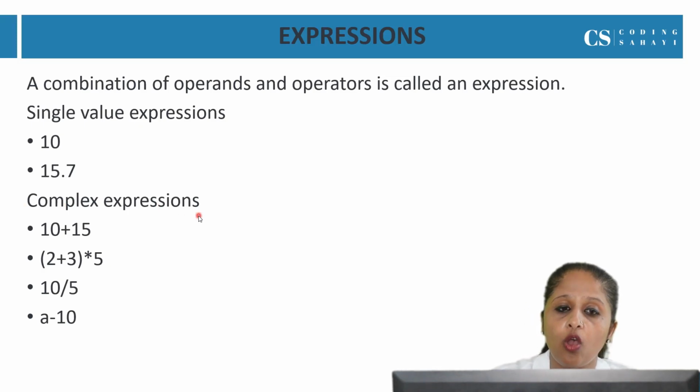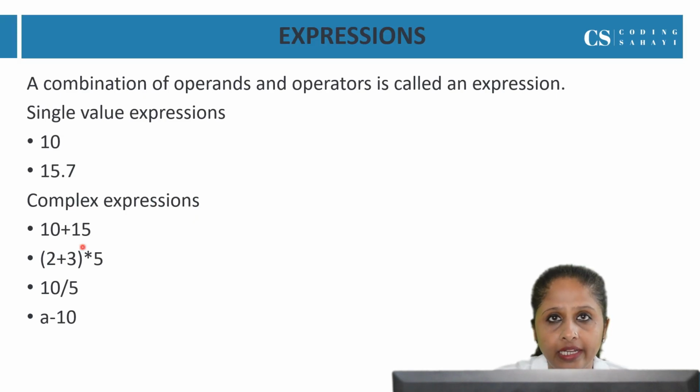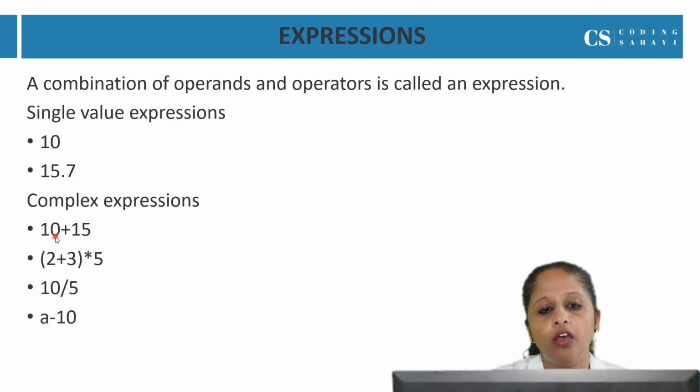And in the same way we have complex expressions like 10 plus 15, that is you are adding two numbers. Same way 2 plus 3 multiplied by 5, 10 divided by 5, a minus 10. So these are all some types of expressions. All these expressions we use in our Python programming. So an expression is a combination of operands and operators.